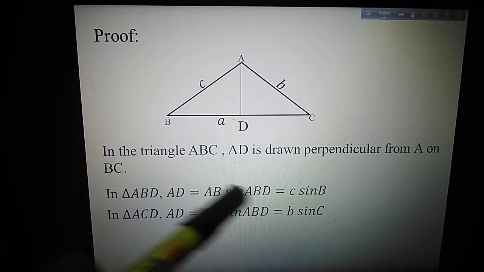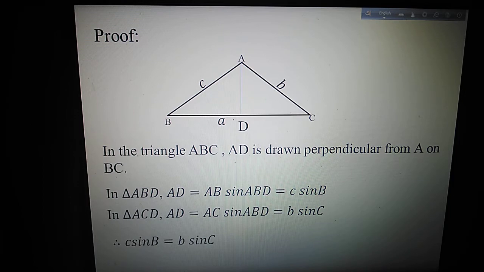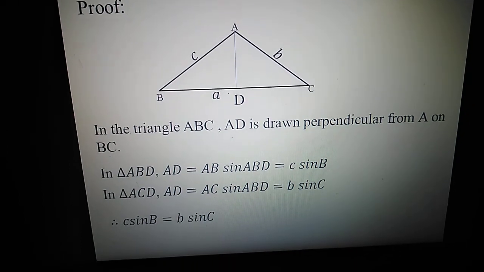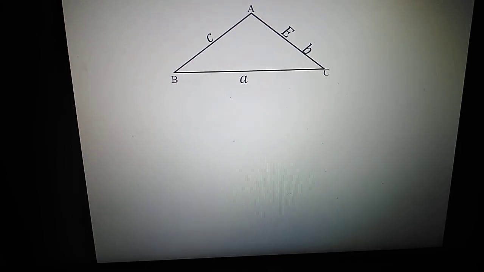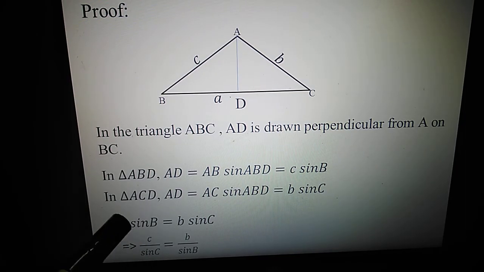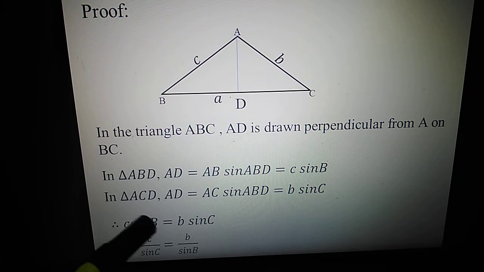So here AD is equal to c sine B and AD is equal to b sine C. So definitely c sine B and b sine C are equal. As a result, we can write c sine B equals b sine C. If we change the side of sine C, it will be the denominator, and if we change the side of sine B, then it will be the denominator of the right side. That's why it becomes c by sine C is equal to b by sine B.